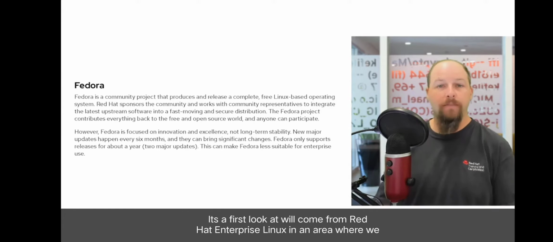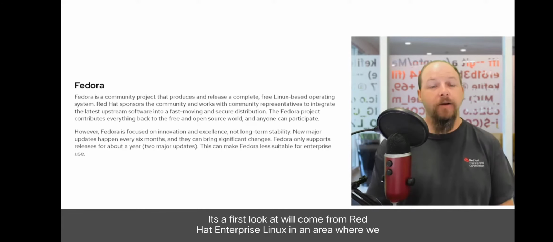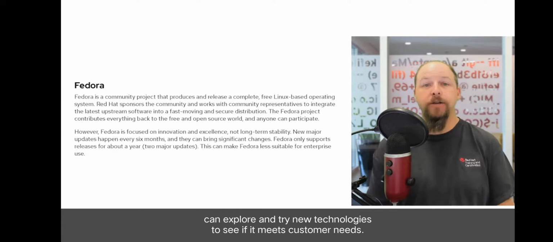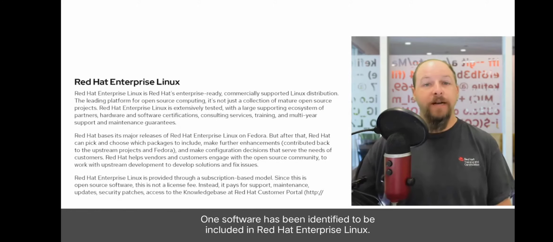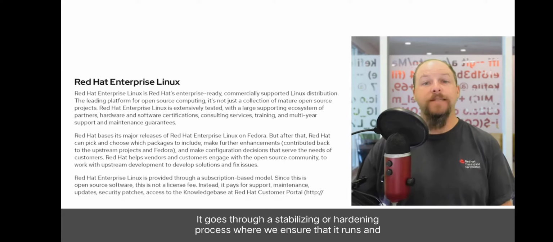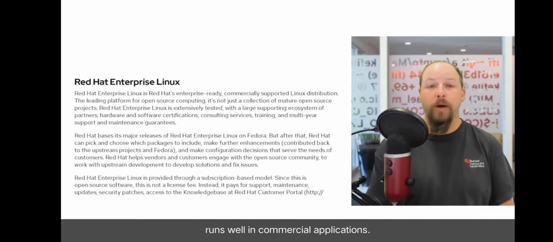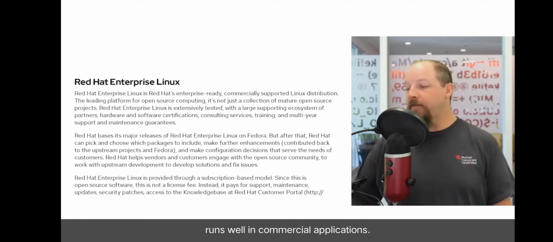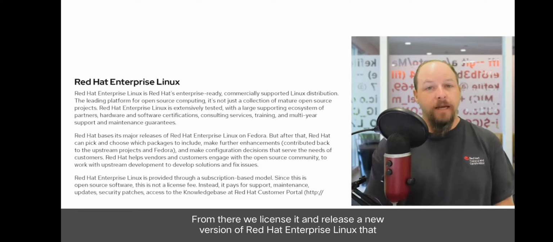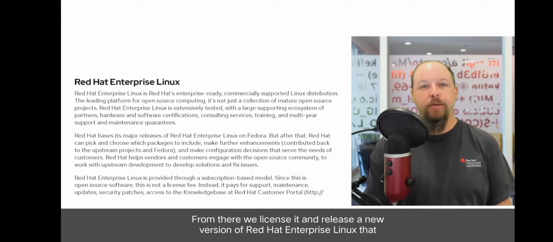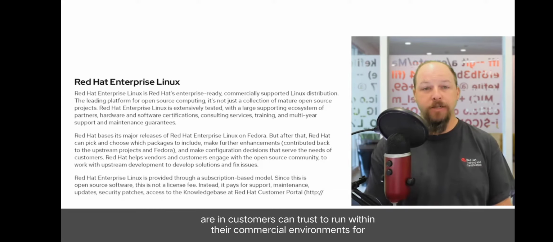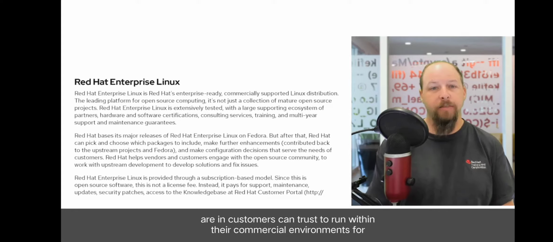It's a first look at what will come from Red Hat Enterprise Linux and an area where we can explore and try new technologies to see if it meets customer needs. Once software has been identified to be included in Red Hat Enterprise Linux, it goes through a stabilizing or hardening process where we ensure that it runs and runs well in commercial applications. From there, we license it and release a new version of Red Hat Enterprise Linux that our end customers can trust to run within their commercial environments for years to come.